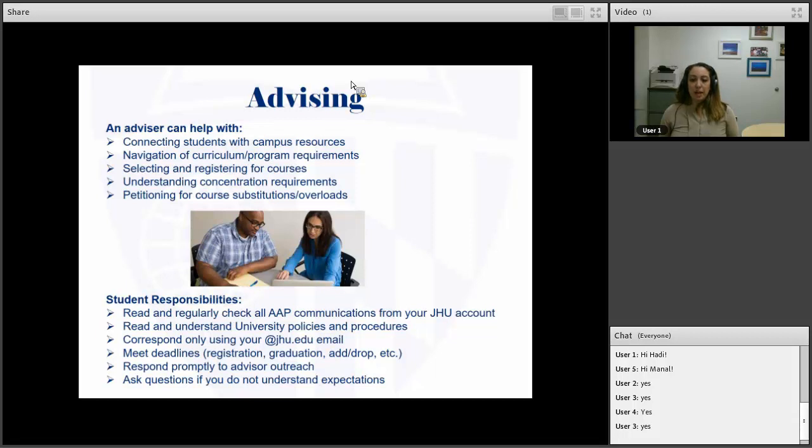To be able to establish the advisor-advisee relationship effectively, students should regularly check their Johns Hopkins email, correspond from your Johns Hopkins email, and become knowledgeable about university policies and procedures. Meet deadlines and ask questions. Please ask questions if expectations are unclear. Always be in constant communication with your advisor because you will want them to be able to provide you with recommendation letters to advance your career in the future.